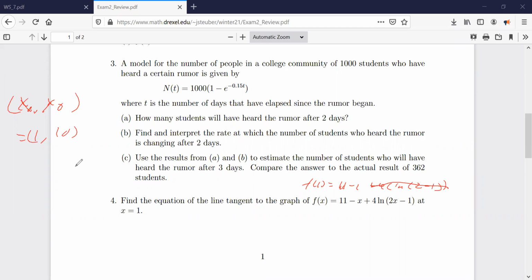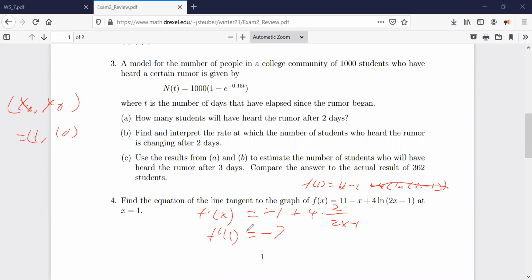And then if I do the derivative of this guy, f prime of x, when I plug in f prime of 1, it's going to tell me the slope, and I just plug it into point slope form and rearrange it if you like. So f prime of x is going to be equal to -1 plus 4 times 2 divided by 2x minus 1. And if I plug in 1 here, I get -7. So f prime of 1 is equal to -7.